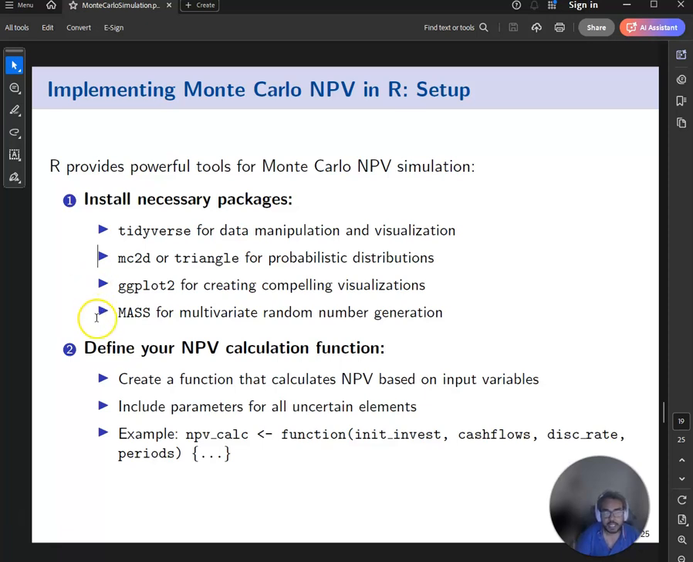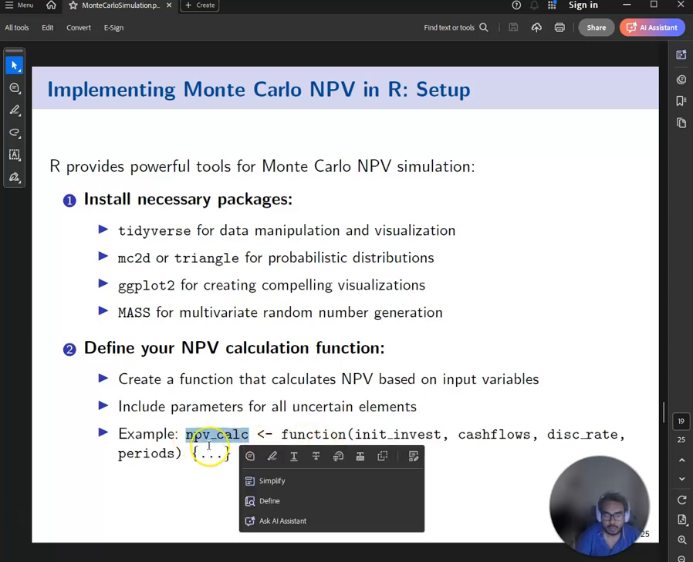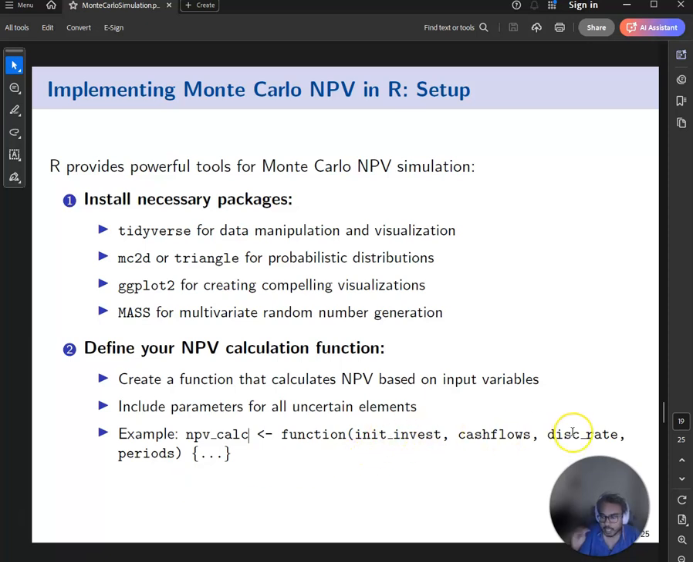So we begin by defining the NPV function. Since NPV is at the heart of our analysis, we need to write a function that calculates NPV for us based on the information that we provide. So we create a function that takes in the initial investment, cash flows, discount rate, and number of periods. What this means is that if I take this function and plug in these numbers, it will spit out a single number that will be the NPV based on those parameters.